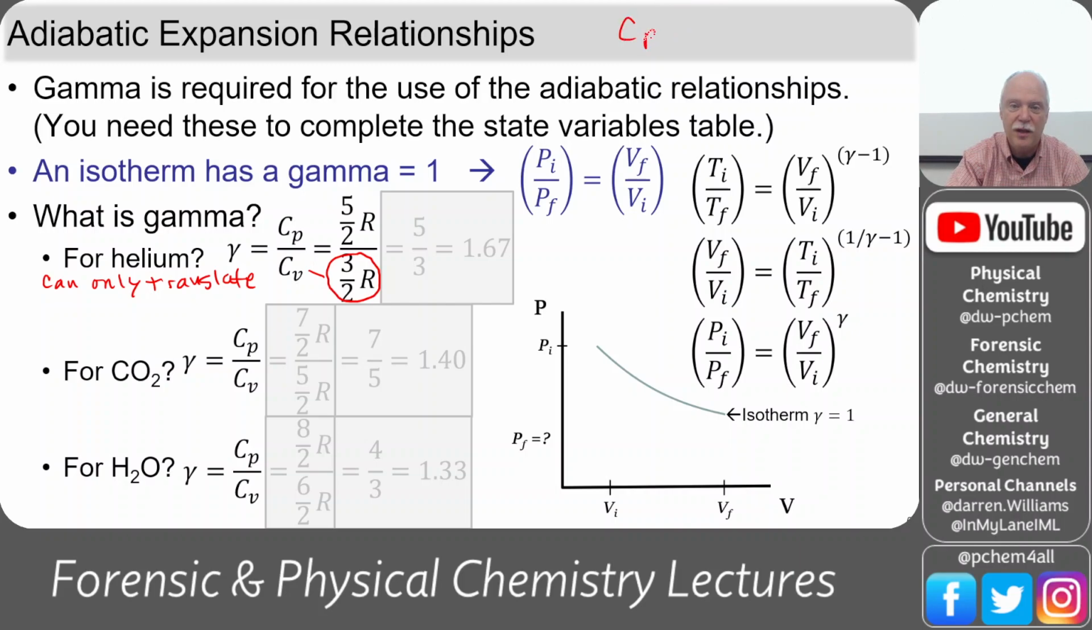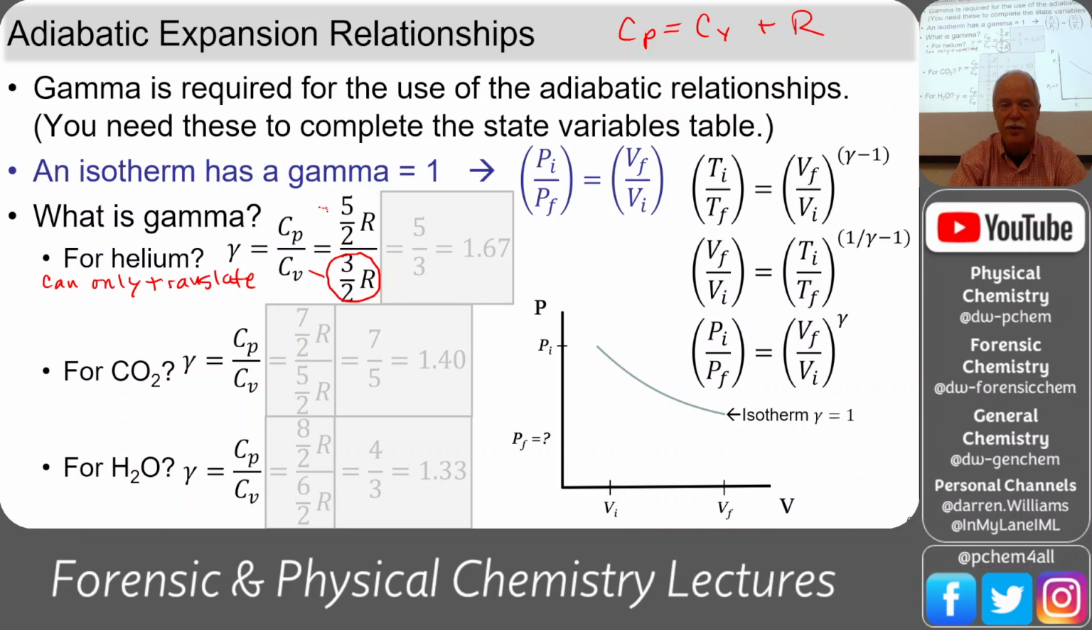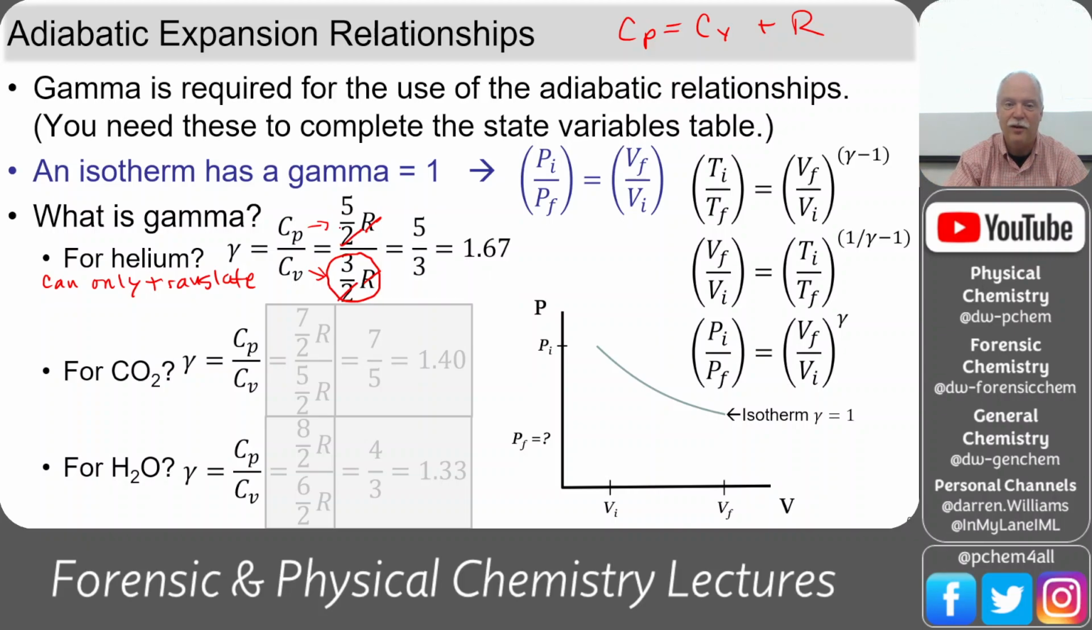Remember that CP is equal to CV plus R. So since we're dealing in halves, I'm going to add 2/2. That's the same as adding an R. So I go from 3/2 to 5/2. So that's CP over CV. So this is CP, this is CV. And I can cancel some things here. I can cancel the R's, and I can cancel the halves, and I end up with 5/3, or 1.67. That's equal to gamma for helium, or for neon, or for argon. Any single monatomic gas is going to have a gamma of 5/3.